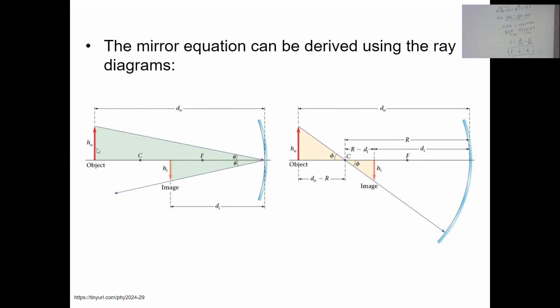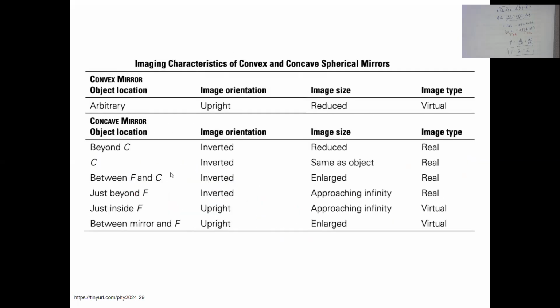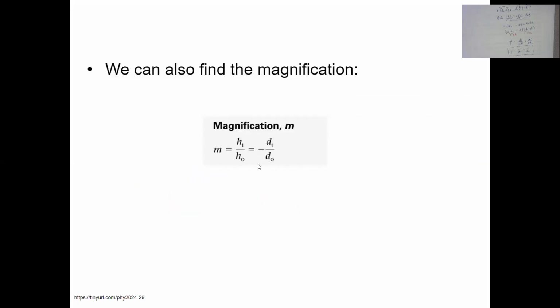All right, and in this case, your hi will be negative, so that's why you get a negative sign in the minus di over do for the magnification equation here.